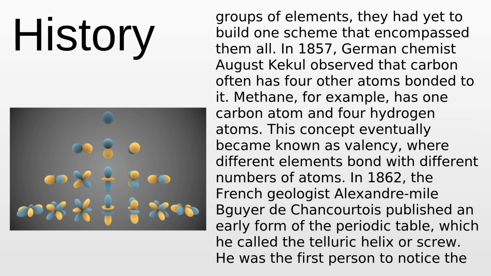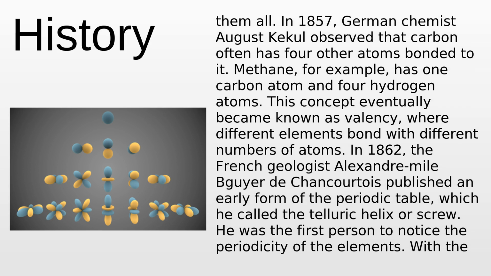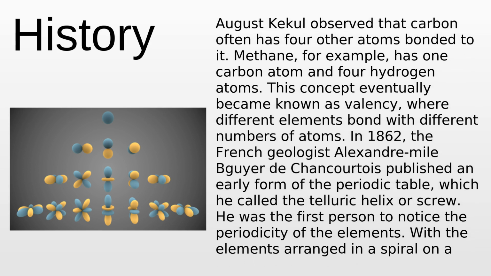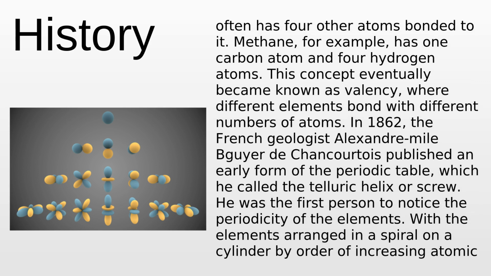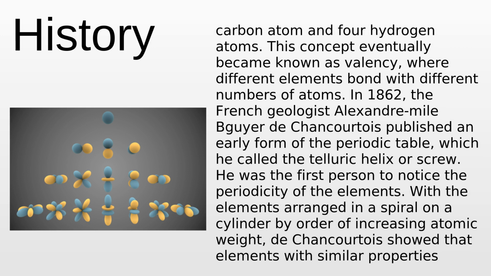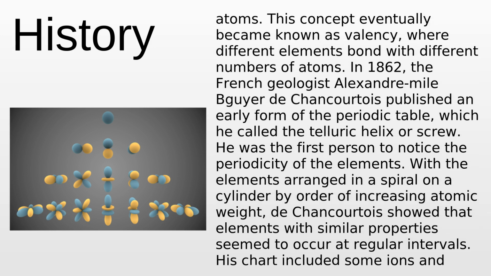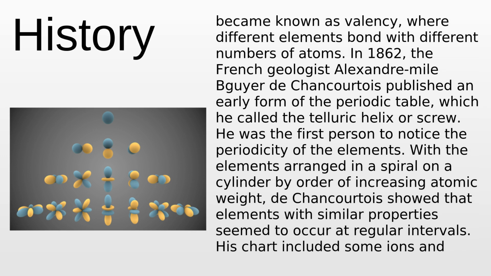that encompassed them all. In 1857, German chemist August Kekulé observed that carbon often has 4 other atoms bonded to it. Methane, for example, has 1 carbon atom and 4 hydrogen atoms. This concept eventually became known as valency, where different elements bond with different numbers of atoms.